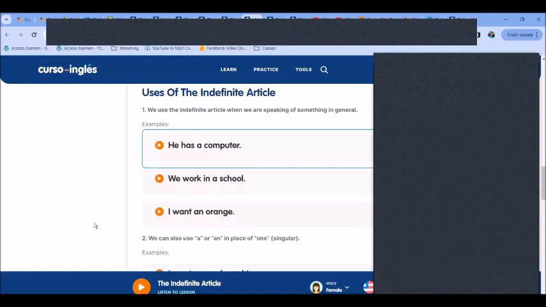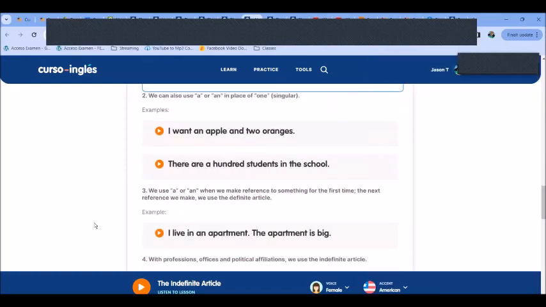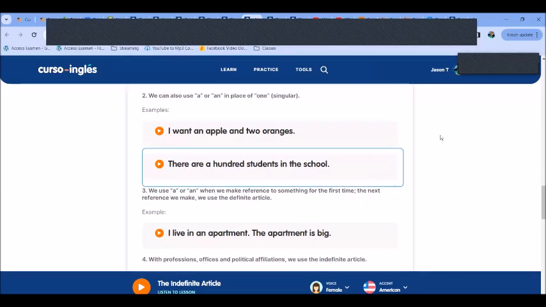All right, Daphne, number two. We can also use a or an in place of one, singular. I want an apple and two oranges. There are 100 students in the school. Good.